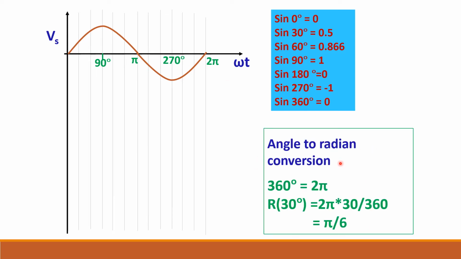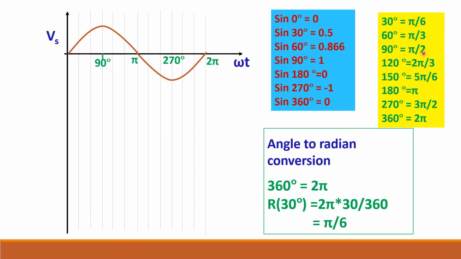So angle to radians. So 360 degree is 2 pi. So this is 360 degree, one cycle, that is equal to 2 pi. So if I want to know what is the radians for this 30 degree, use this formula 2 pi by 360 into this angle. So you will get pi by 6. So this point is pi by 6. This is 2 times pi by 6 and 90 degree is pi by 2, 120, 150, 180. So you should know this also so that it will be easy to analyze and draw the output waveform.